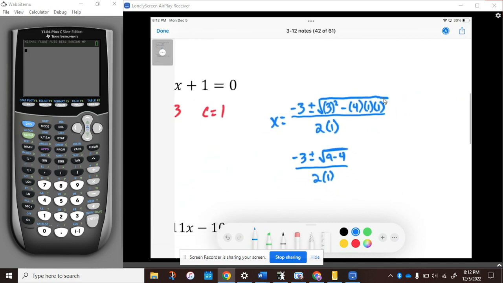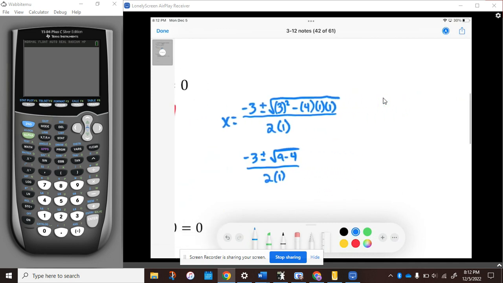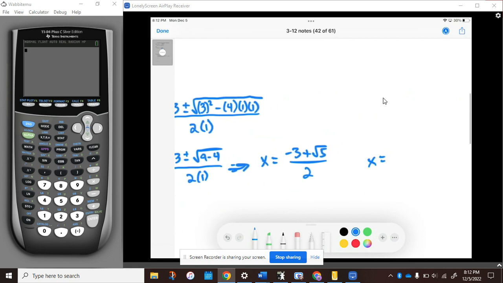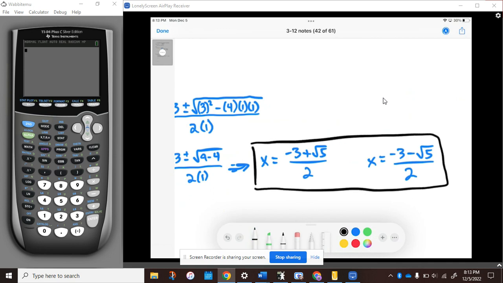Or 2 times 1. If you didn't even want to use the calculator, you could leave this as a perfectly good answer. Your two solutions are: one solution would be x equals negative 3 plus square root 5, all divided by 2. And the other solution would be x equals negative 3 minus square root 5, all divided by 2. If you wanted to leave your answer right there, that would be perfectly okay with me.